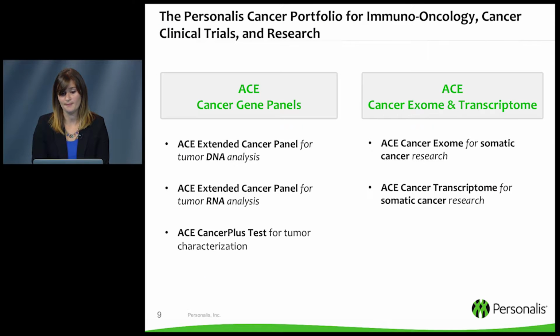We apply our ACE technology to a number of different cancer offerings. We have an ACE extended cancer panel for both DNA and RNA. We also have a clinical version of this test for tumor characterization and clinical interpretation. Then we have our augmented ACE exome and transcriptome. And all of these assays are designed to aid in cancer research, in clinical trial investigations, as well as in immuno-oncology research.